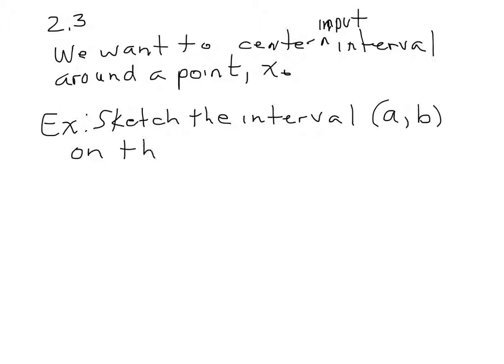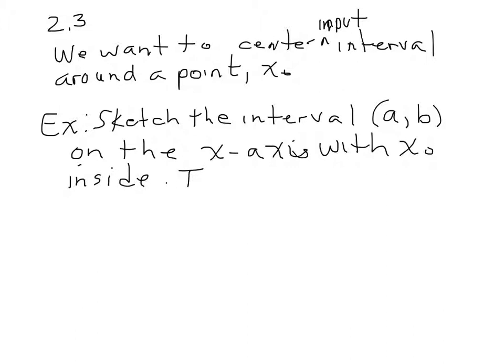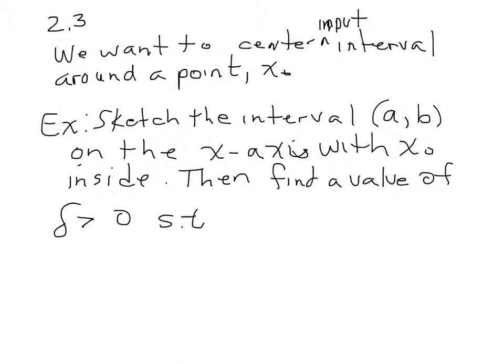and we're going to just look at this in one dimension first. We're just going to look at the x-axis. So we don't even care about the y-axis right now. With this point inside, and then find a value of delta greater than 0 such that, you're going to see it written this way in the book, so you know what that means.